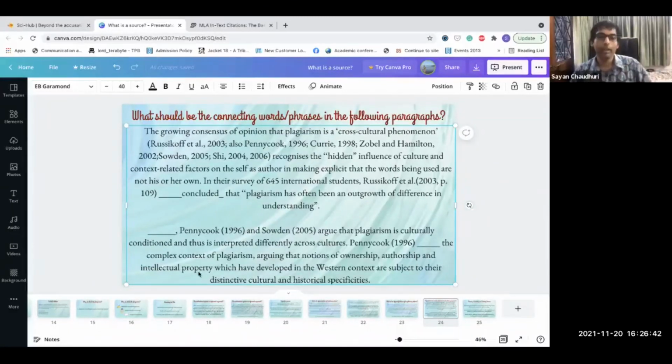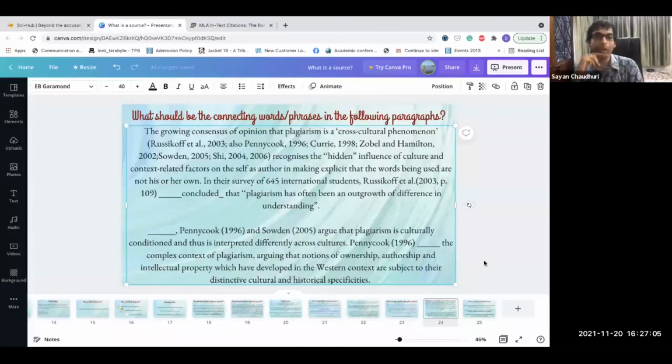Pennycook dash the complex content of plagiarism, arguing that notions of ownership, authorship, and intellectual property, which have developed in the Western context, are subject to the distinct cultural and historical specificities. So the same idea is being elaborated. But what should be the verb here then? Pennycook dash. What is Pennycook doing here?